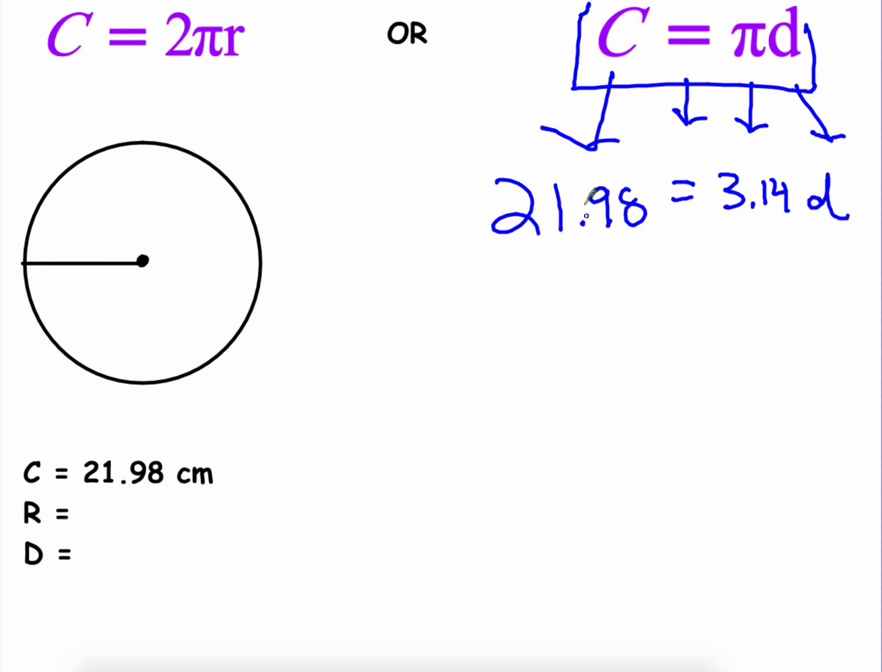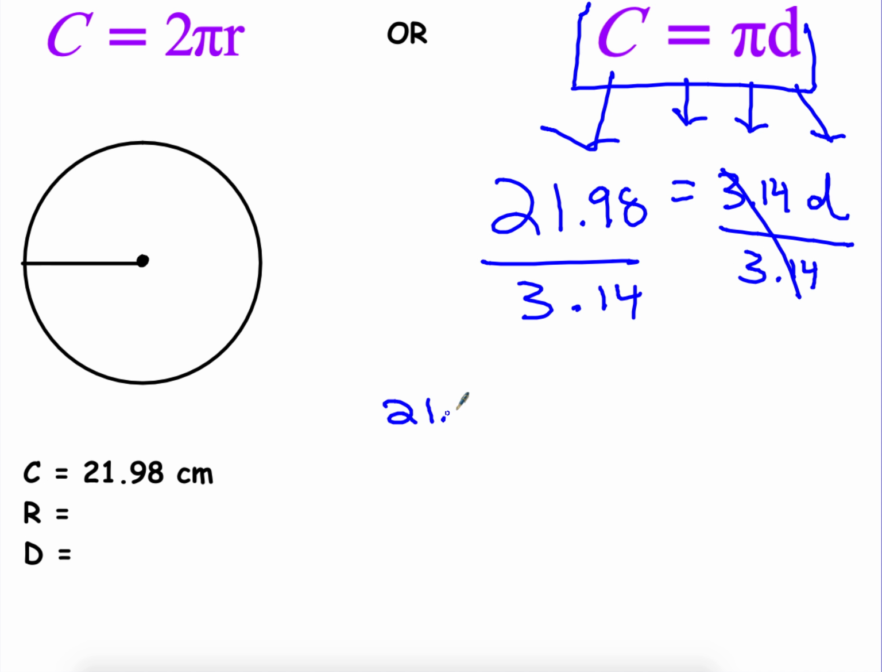Now I have a really simple one-step equation. Since I have 3.14 times diameter, and I'm trying to figure out what my diameter is, I'm going to solve for D. I want to get that by itself, so I need to do the opposite of multiplication. Since this is multiplication, I need to do the opposite, which is division, because 3.14 divided by 3.14 is 1. So I need to divide both sides by 3.14. Then I need to actually do my division.